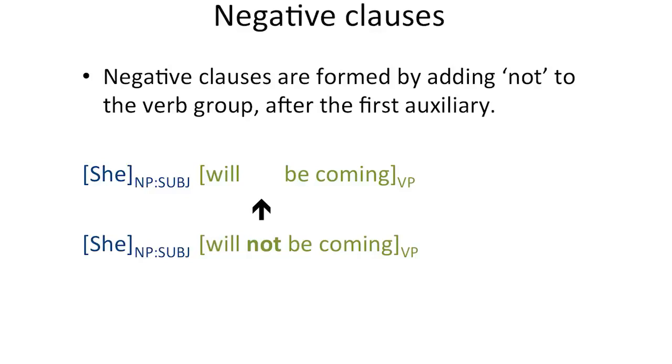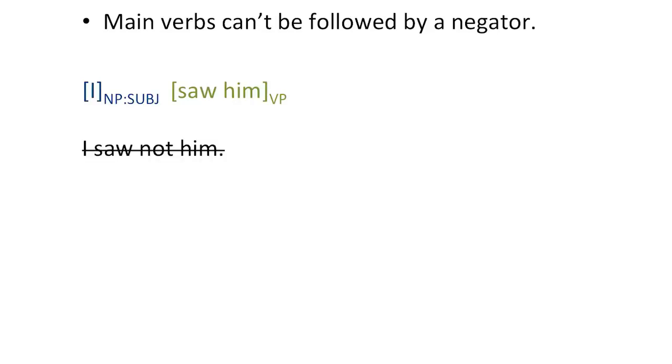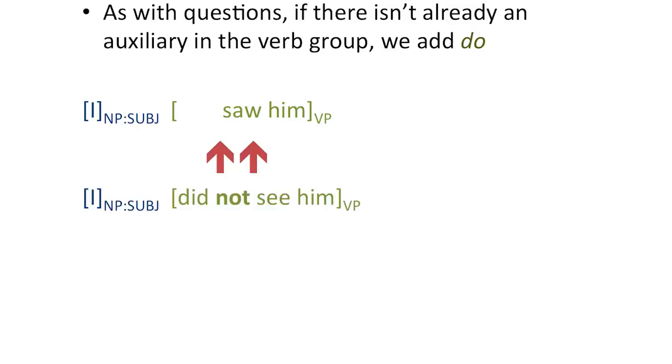But again, main verbs can't be followed by a negator. So if I want to negate the clause I saw him, I can't say I saw not him. I can't put not in after the main verb. If I want to negate the clause he ran, I can't say he ran not. So just like with questions, if there isn't already an auxiliary in the verb group, we add the auxiliary do. From I saw him, we get I did not see him.